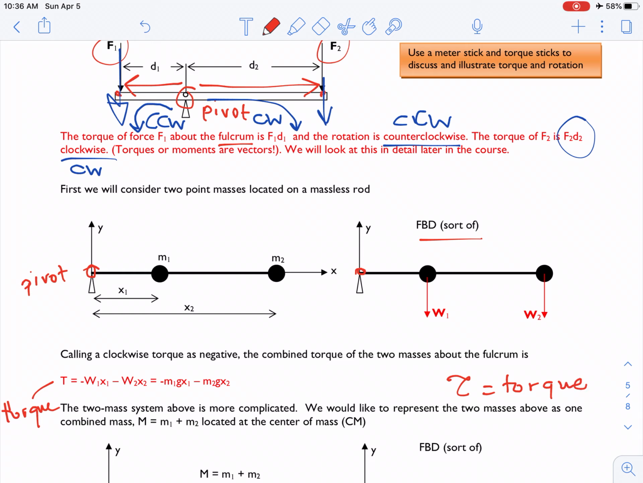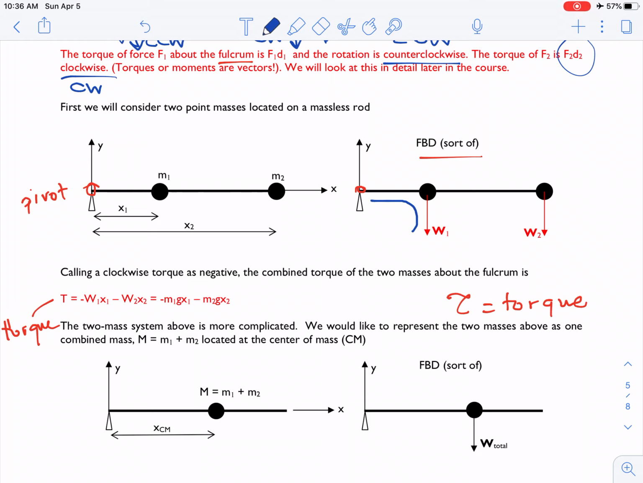Okay, so if you focus on the torque part now, we are finding the combined torque. And a couple of things here. Torque is a vector, so we also have to think about the direction. I'm starting from the pivot point, going along the distance. We will call that the moment arm, like those D1s and D2s that we showed before.